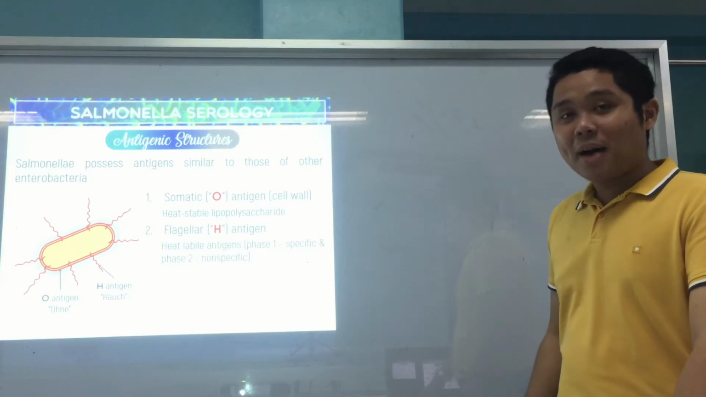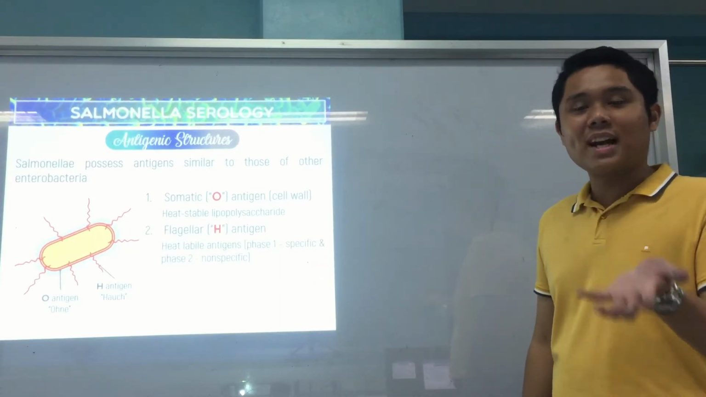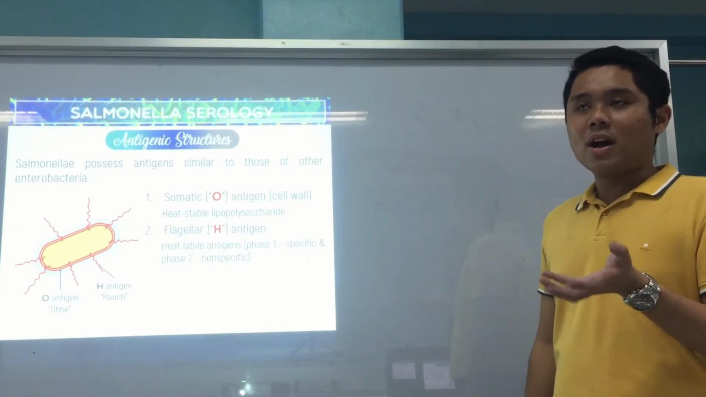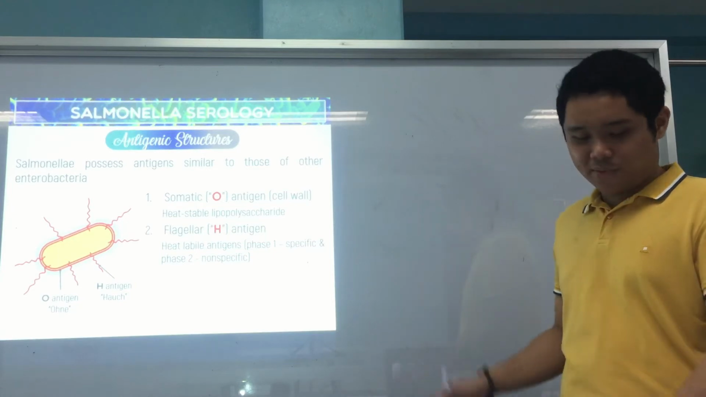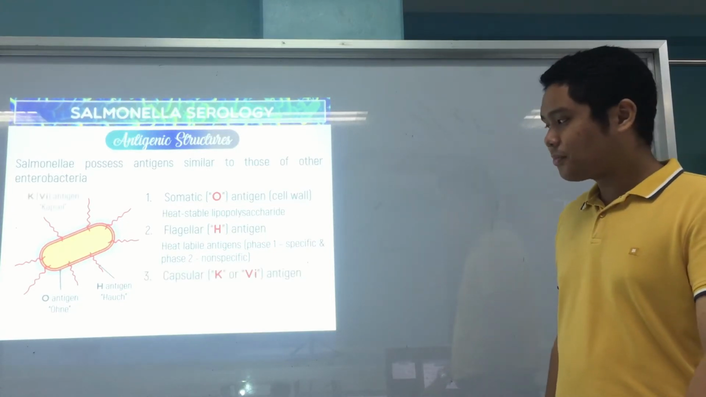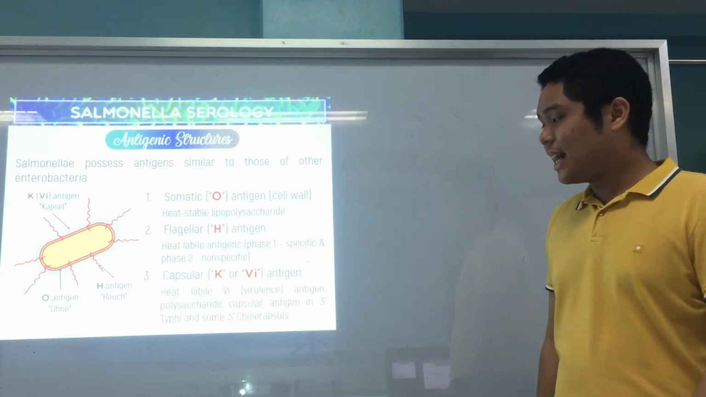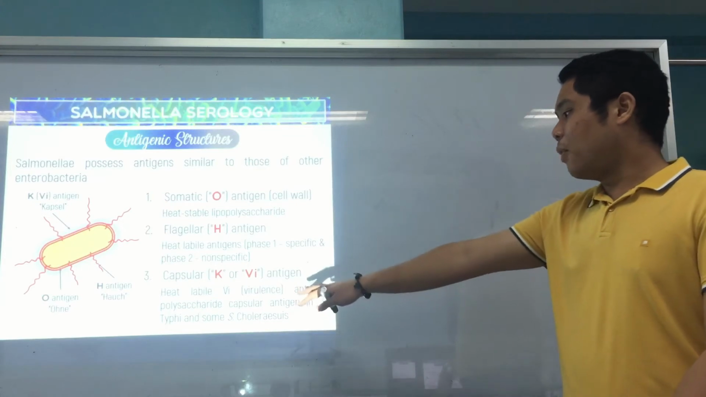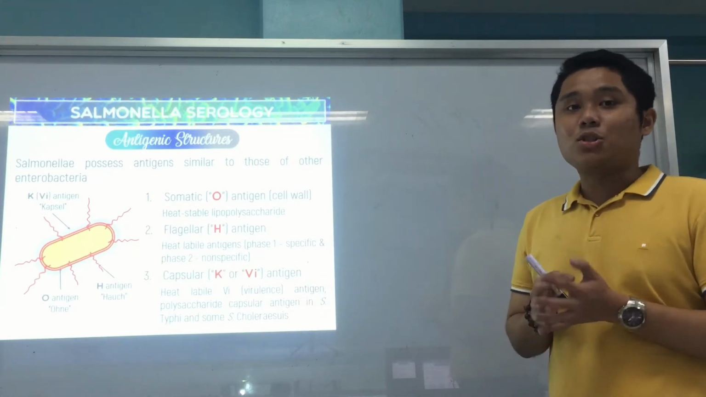Anyway, heat labile antigens, phase 1 ang specific and phase 2 non-specific. So phase 1 H antigen, which is the specific one, and phase 2 H antigen, which is non-specific. And lastly, you have the capsular K or VI antigen, which stands for capsule sa German. That's why it's letter K. It's heat labile pa rin antigen, polysaccharide capsular antigen in S. typhi and some S. cholerasuis.